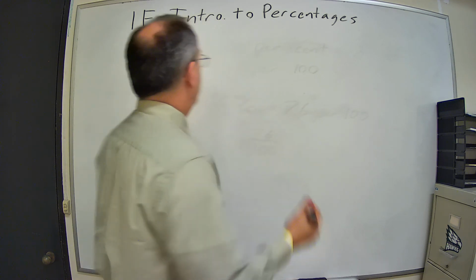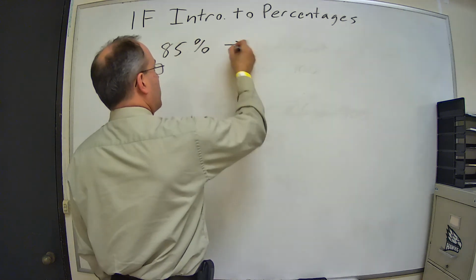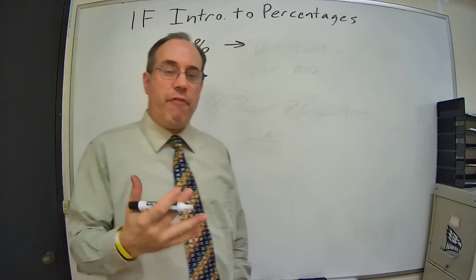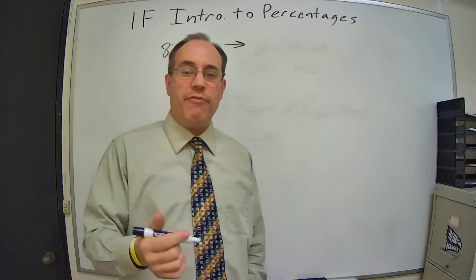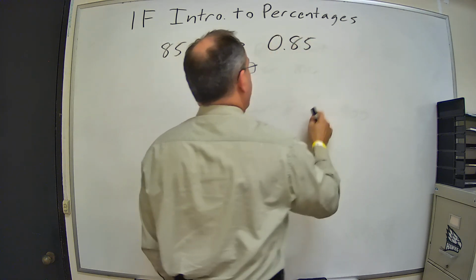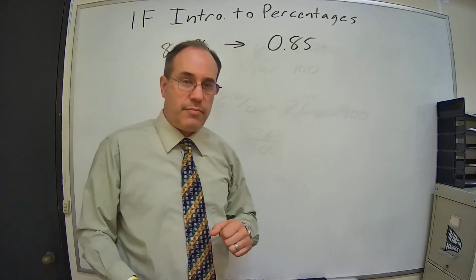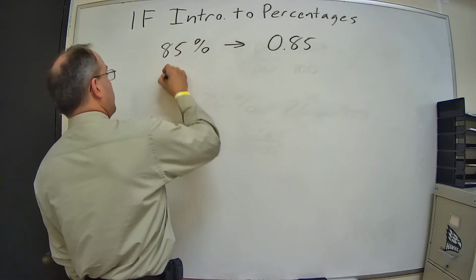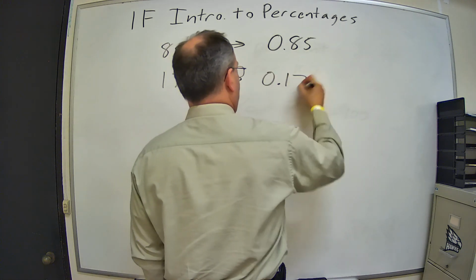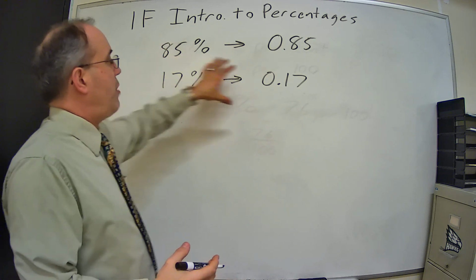So if we start with a percent, say 85%, we can convert that to a decimal, because that's 85 per 100, or 85 hundredths. 0.85, 85 hundredths, and that's 85%. 17%, 17 hundredths. So we can see that we can take a percent and represent it as a decimal.